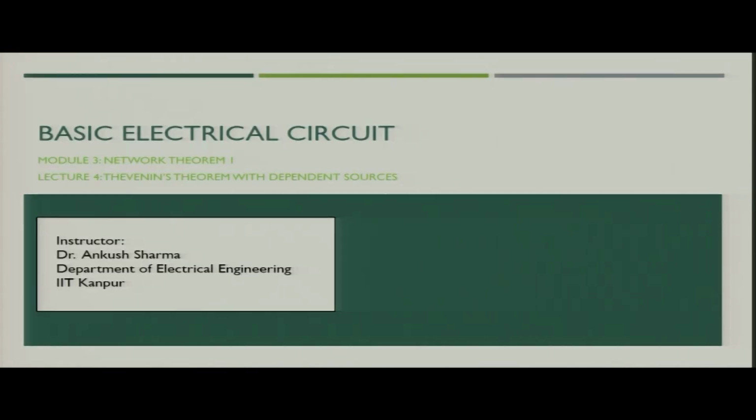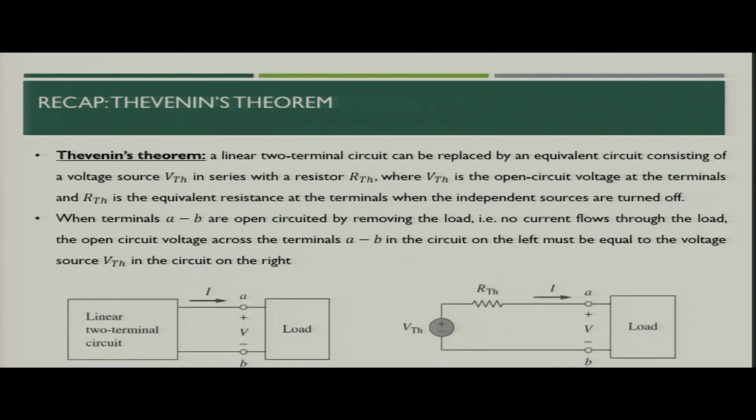So, in the last class we basically discussed the Thevenin theorem when the source is an independent source. That can be voltage or current, both were independent sources. In this class we will continue our discussion on Thevenin's theorem, but we will discuss more about the dependent sources, that may be voltage or current. So, now let us start. First let us recap what we discussed in the last class.